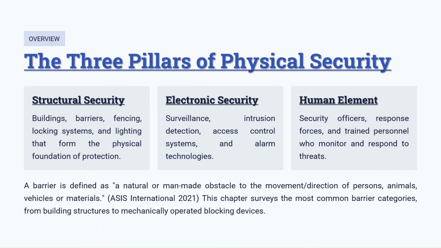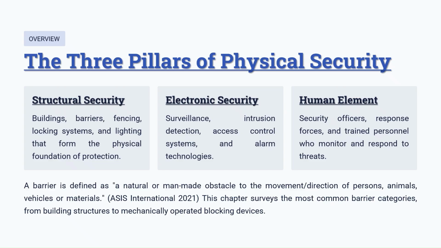Physical security stands on three pillars. First, structural security, the physical barriers like walls, fences, doors, and locks that create the foundation of protection. Second, electronic security, surveillance systems, intrusion detection, and alarms that monitor and alert. Third, the human element, the people who interpret signals, respond to threats, and make decisions. In this chapter, our focus is on structural security, because without a strong physical base, even the best technology or personnel cannot compensate for weak infrastructure.